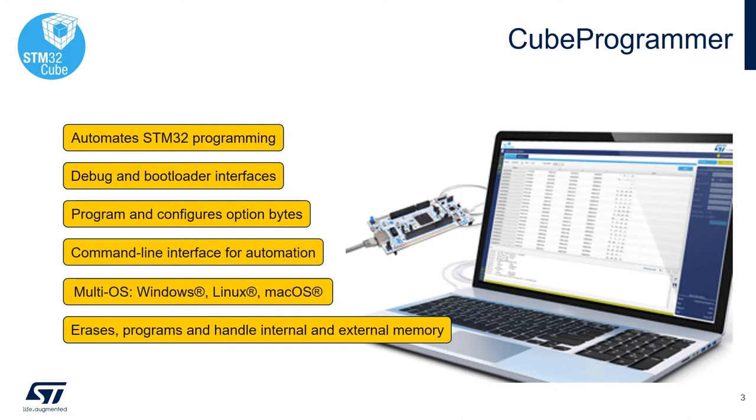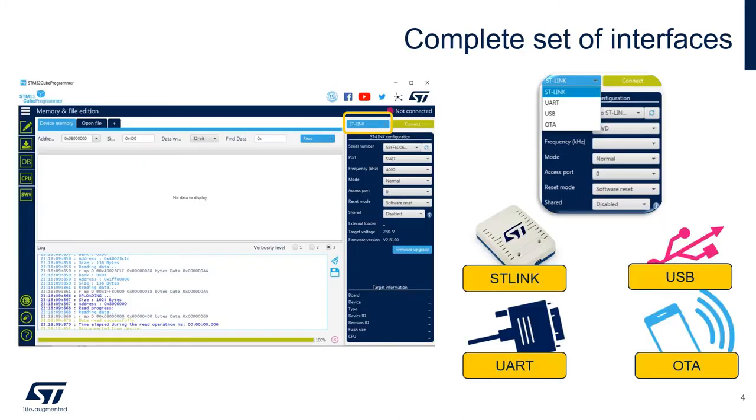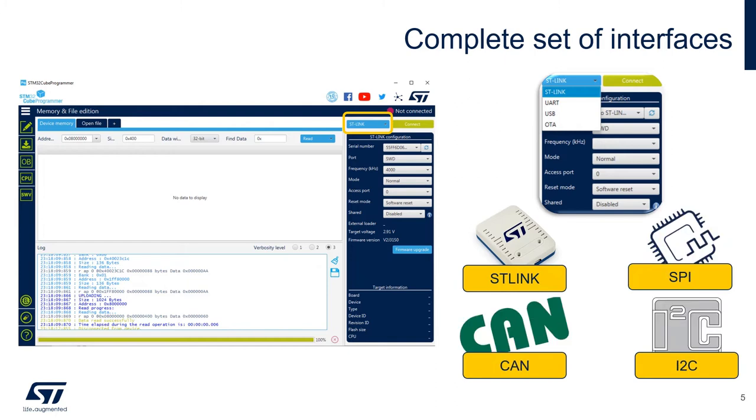We can use it to erase, program, and handle internal or external microcontroller memory. As I mentioned, we can have several interfaces to connect to this microcontroller. This could be ST-Link via SWD or JTAG, bootloader via UART, USB, or OTA for STM32WB, for example. When using the ST-Link V3, with its bridging capability, you can also use additional bootloader interfaces such as I2C, SPI, or CAN to program STM32 MCUs with native bootloaders that support those interfaces.